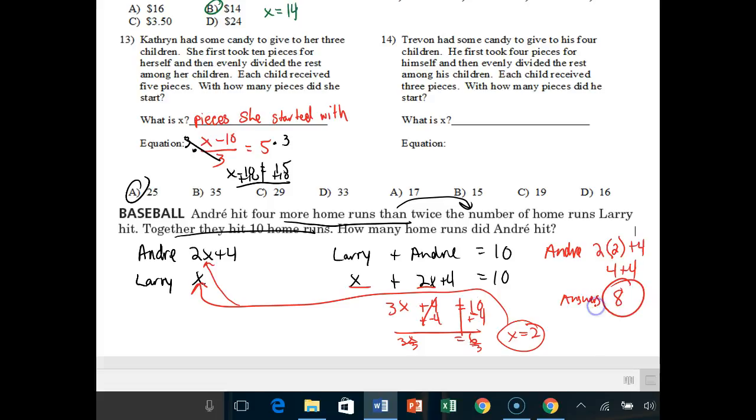So there is your answer right there. Andre hit 8 home runs, and that makes sense, right? If you say, okay, Larry hit 2 home runs, Andre hit twice that number, 2 times 2 is 4, and 4 more than that, 4 plus 4 is 8. That is exactly what we got. Kind of tricky, but go ahead and do the rest. Call me if you have questions. Show all work.